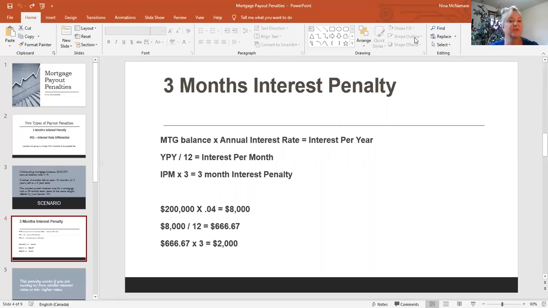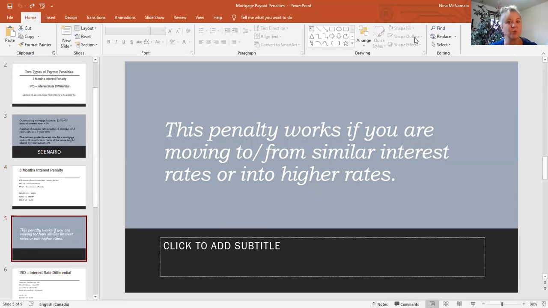All right, this one most of us have paid because it works really well when you're moving from one similar interest rate into another, or into a higher rate, then you're not going to be penalized. So lenders are thinking, okay, we're not going to lose any money, so we're not going to charge you a lot of money to break the mortgage.